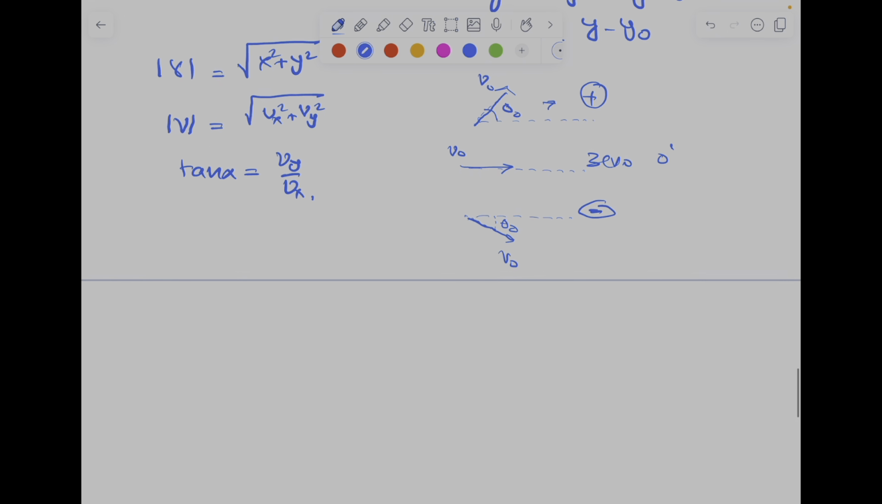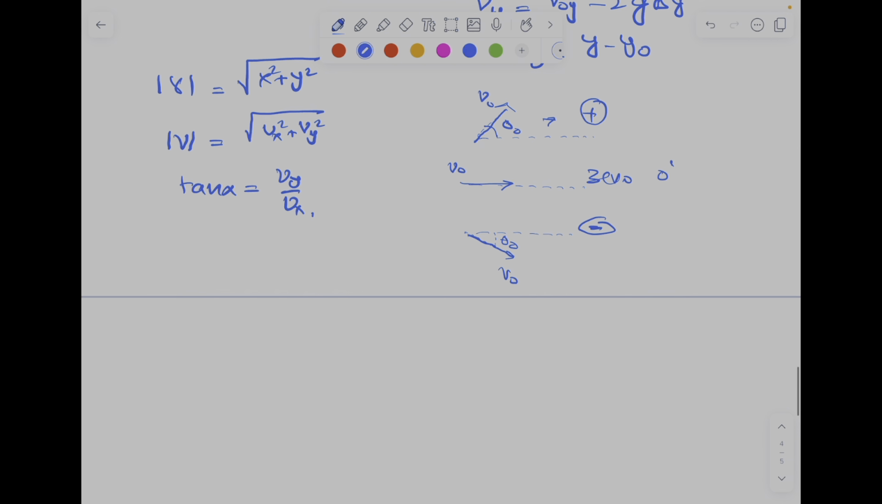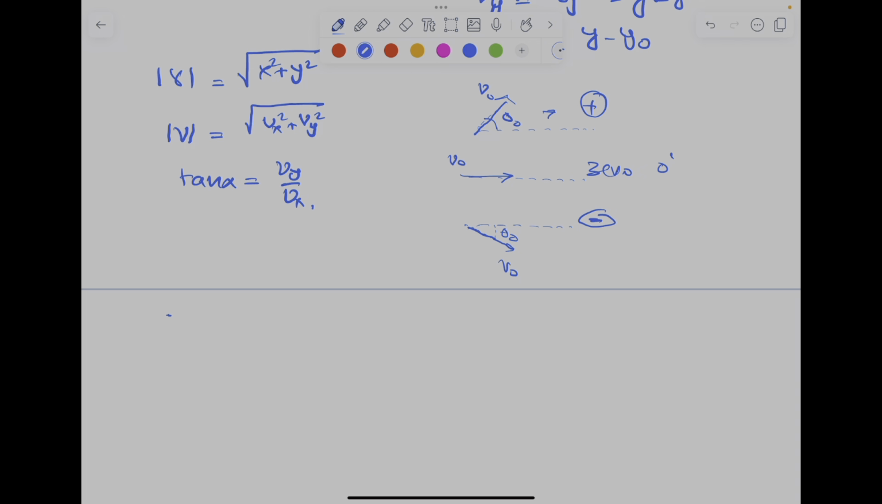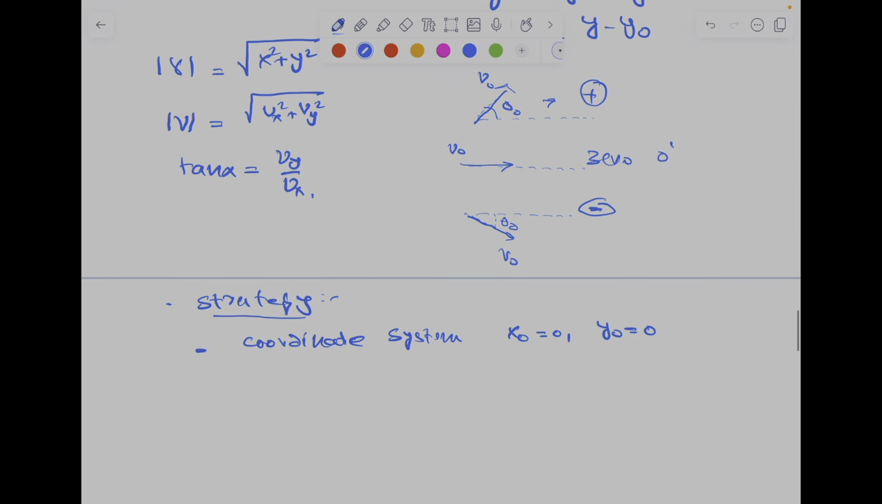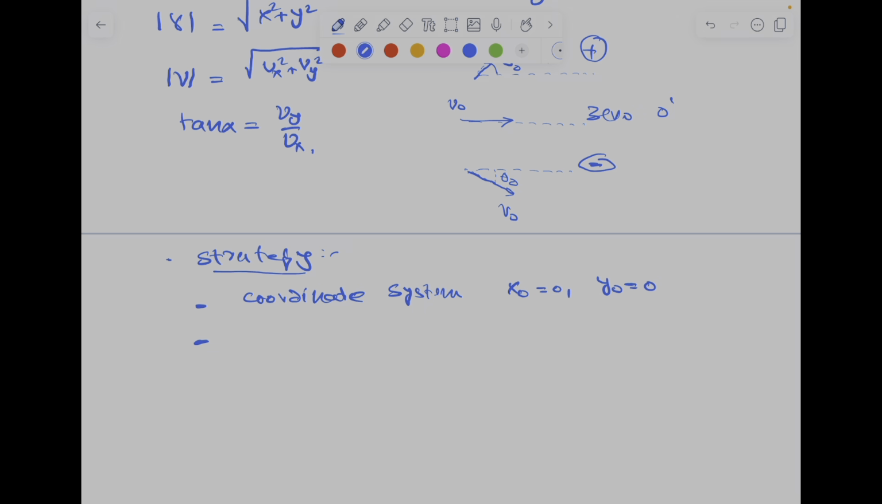So for solving the problem for the projectile, you need to have a strategy. So strategy for the projectile problem, you need to select your coordinate system first, from where the projectile motion is going to be started. So when you start your coordinate system here, then your x naught becomes 0, your y naught becomes 0.